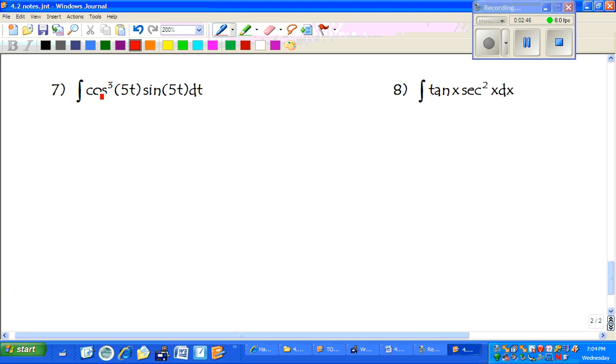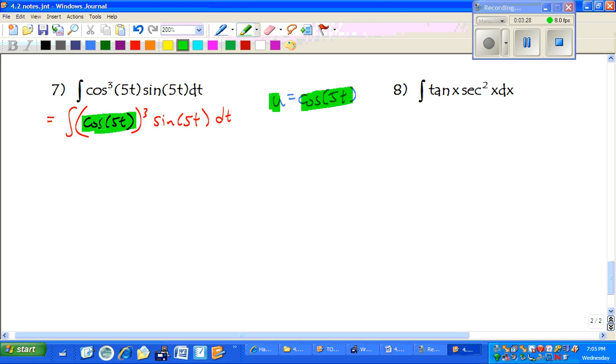Well, if we look at this, cosine cubed of 5t, there's really like three things going on here. This is the same, remember, as cosine of 5t, that whole thing cubed. Now, you don't necessarily have to write it that way, but for now, at least, it helps us to visualize and see that right here, cosine of 5t is an inside function. It's being raised to the third power. That's what we're going to make our u. U is going to be cosine of 5t. All right, that's going to become our u.